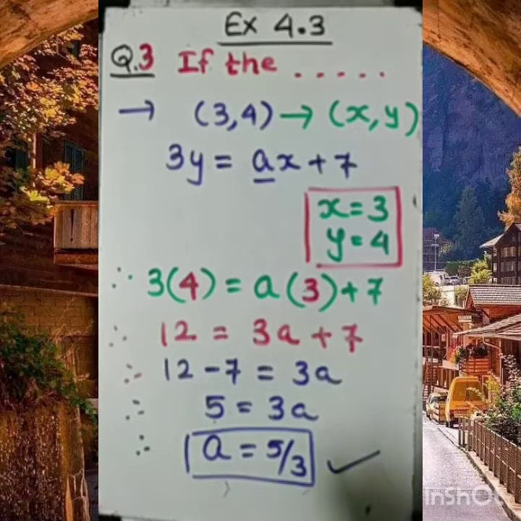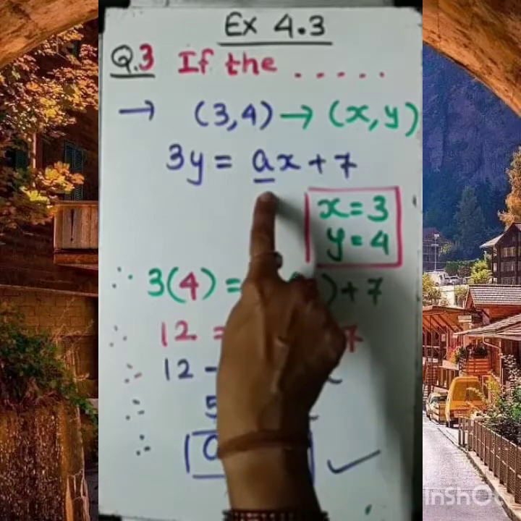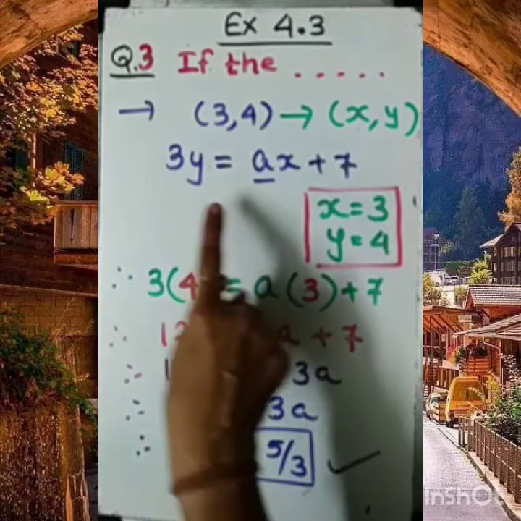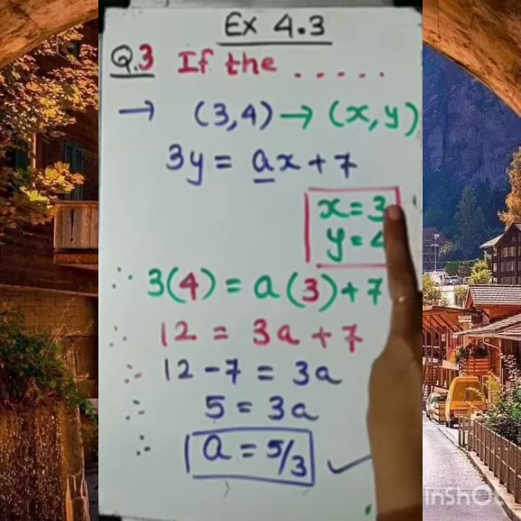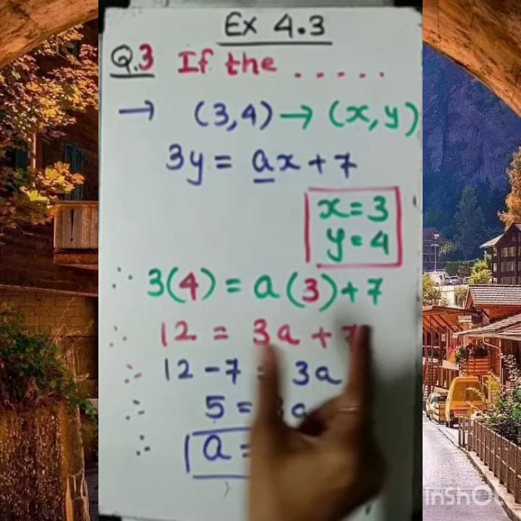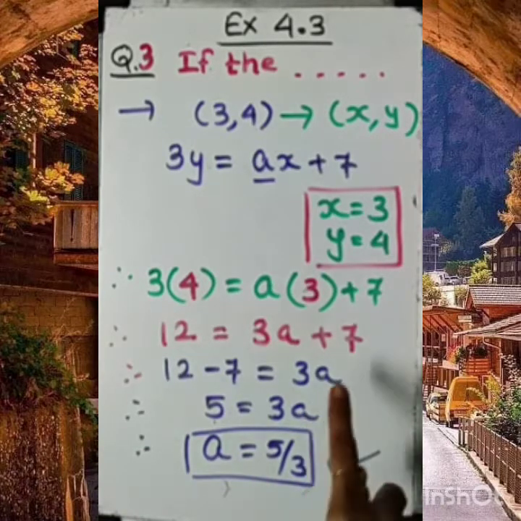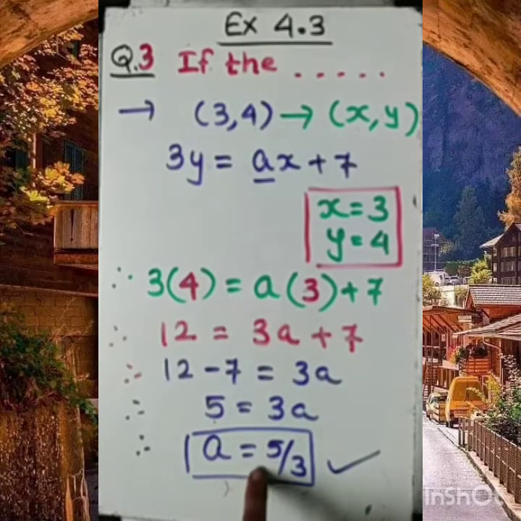Whatever the unknown variable whose value we are asked to find, in the given equation we need to substitute the value of x and y in the required places. And then how to simplify a linear equation, you know very well. Through that, we can find the value of the unknown variable. This is question number 3.